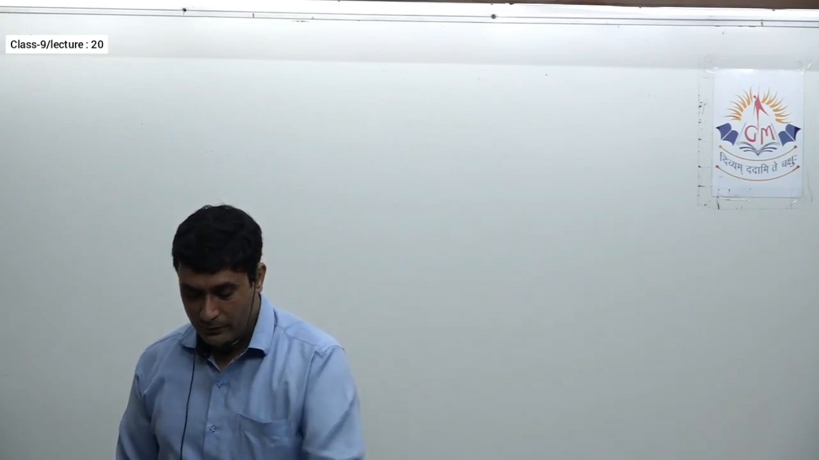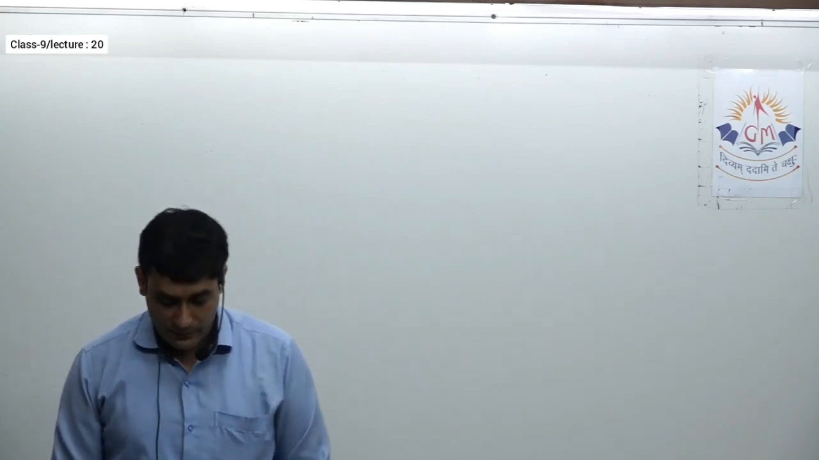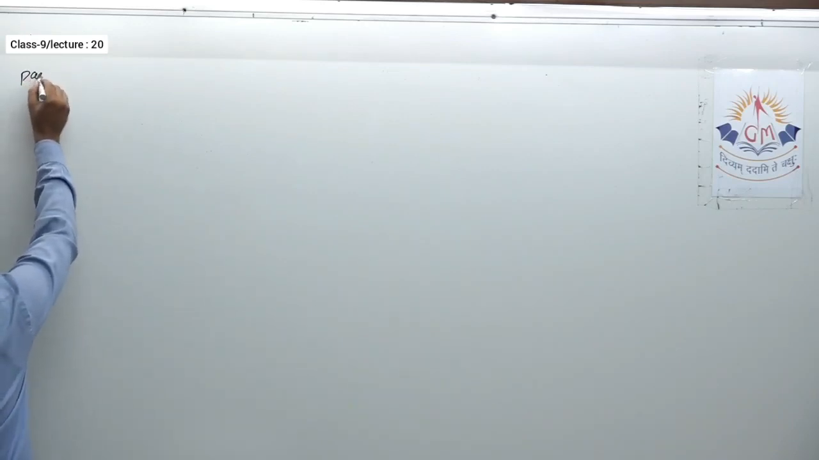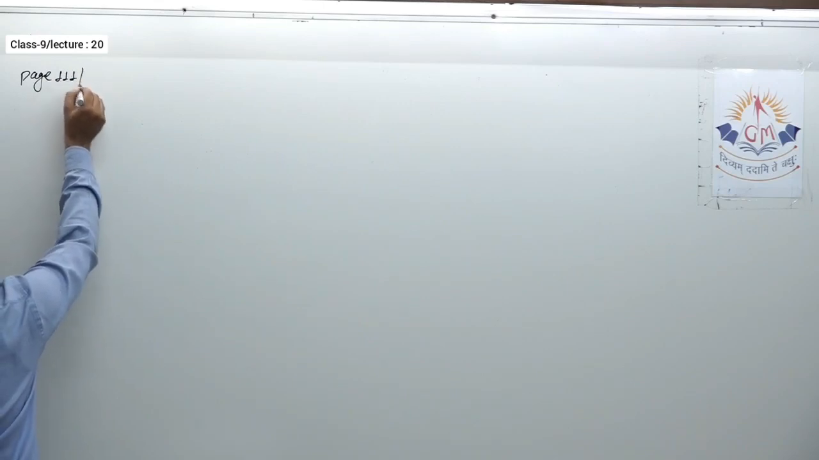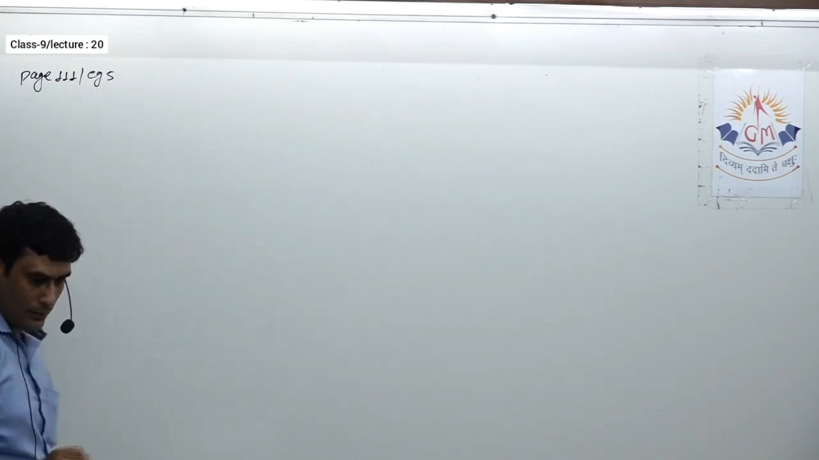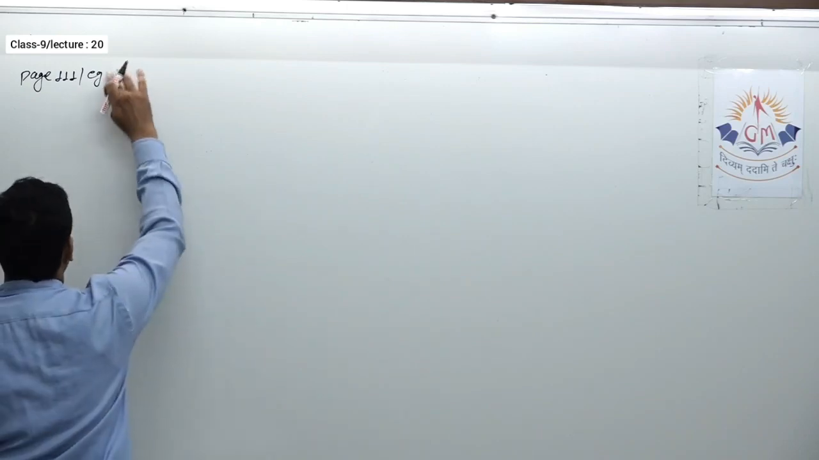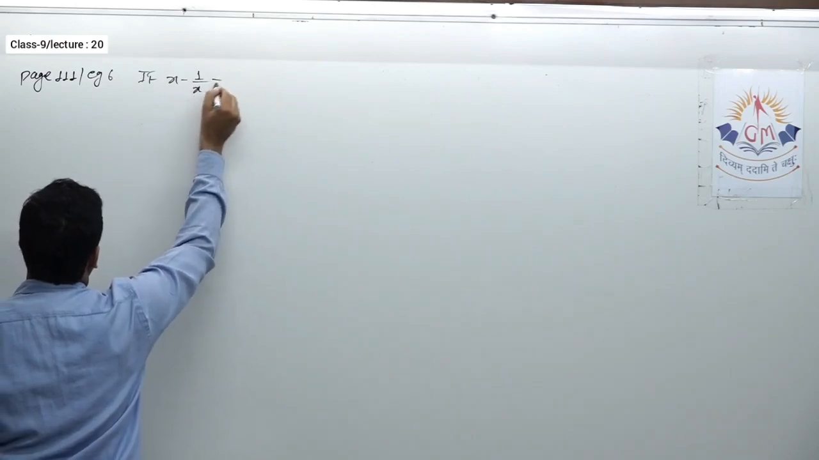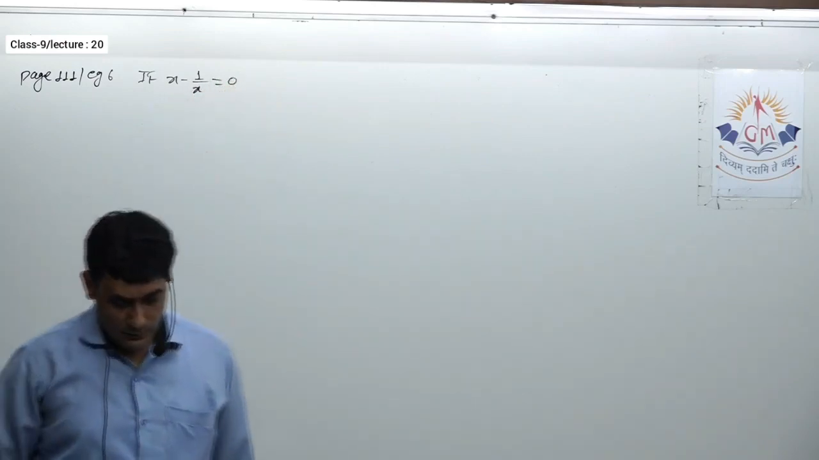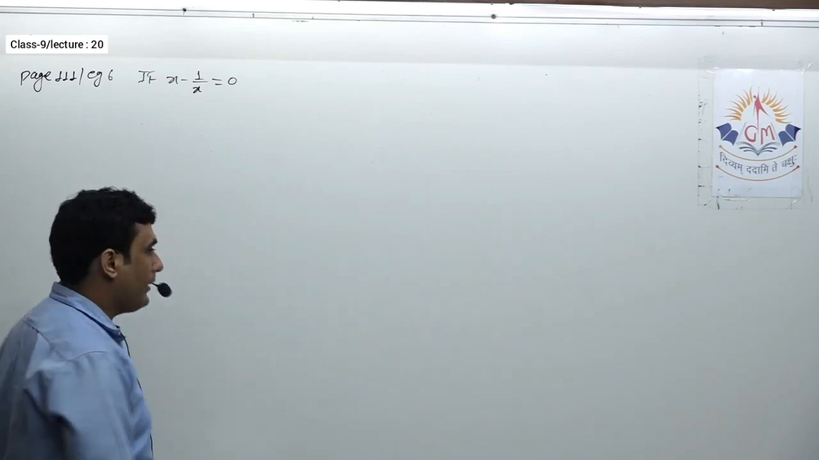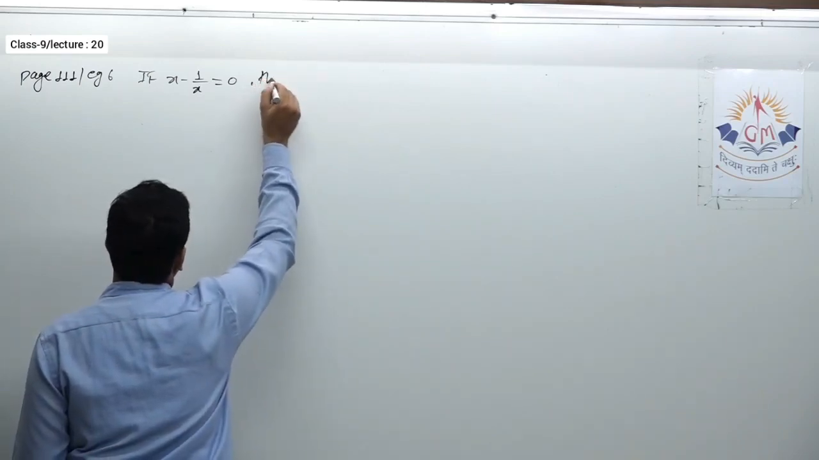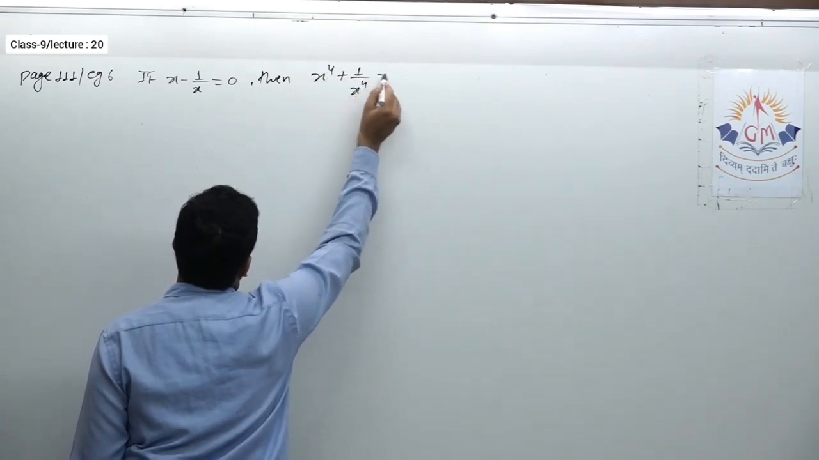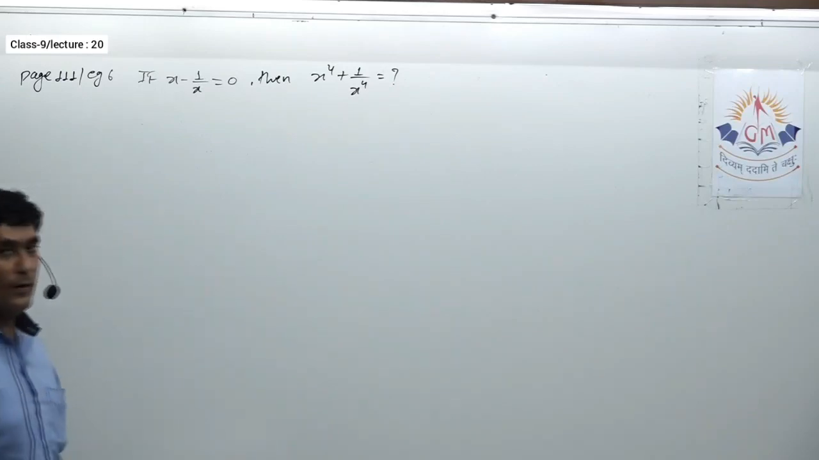So here is the very first question. This question I am taking from page number 111, example number 6. If x minus 1 upon x is equal to 0, then find the value of x raised to 4 plus 1 upon x raised to 4. This value you have to obtain.